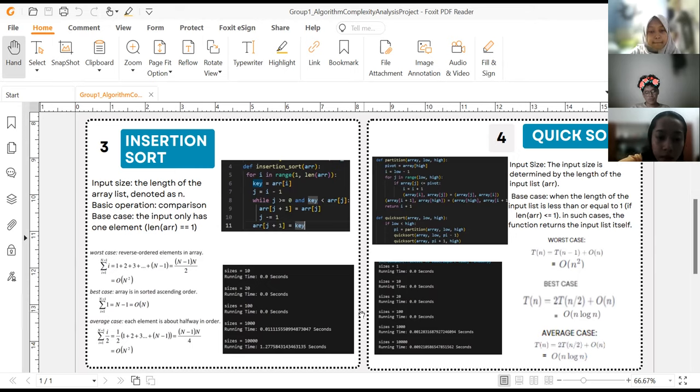favorable time complexity of O(n squared). Under typical conditions with randomly chosen pivots, quicksort sustains efficiency, consistently operating in O(n log n) time, as shown by the master theorem.